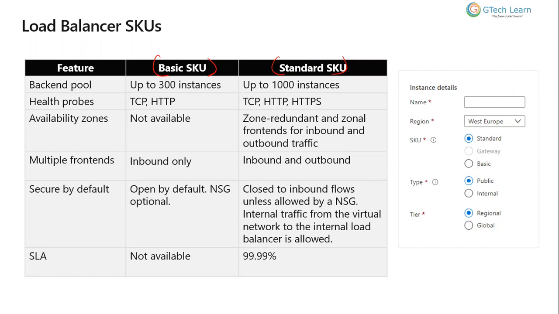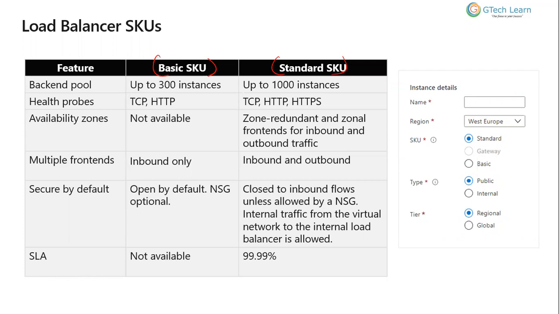Now, if I'm talking about the health probe, on the basic SKU of load balancer, you can only utilize the TCP and HTTP protocol as a health probe. However, in the standard SKU, you can use TCP, HTTP, and HTTPS as well. If I'm talking about the availability zone, basic SKU load balancers are not zone redundant, but standard SKU load balancers are zone redundant, and zonal front ends and inbound and outbound traffic are utilized over there.